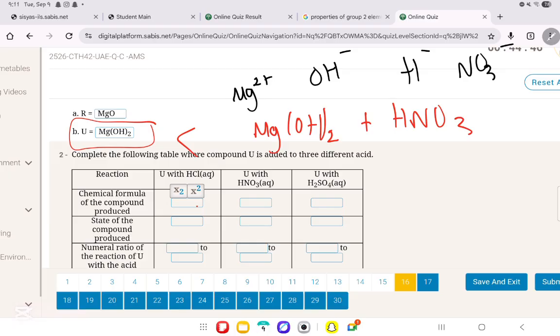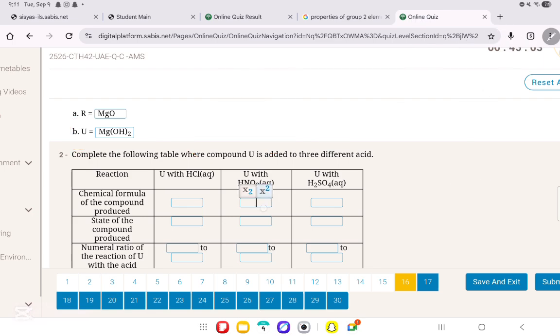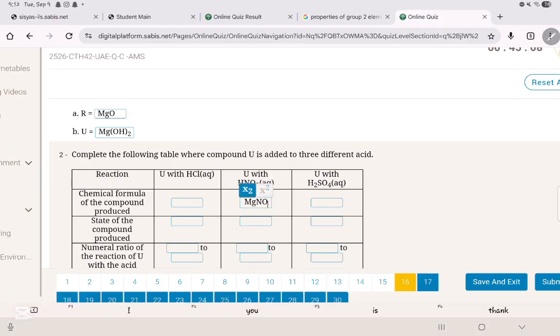What do we do now? We remove these because OH- and H+ will give us water. And then NO3- and Mg2+, what will they give us? They will give us Mg(NO3)2. This is just an example of how to do it. So Mg(NO3), and then don't forget to put the brackets as well. Very important.